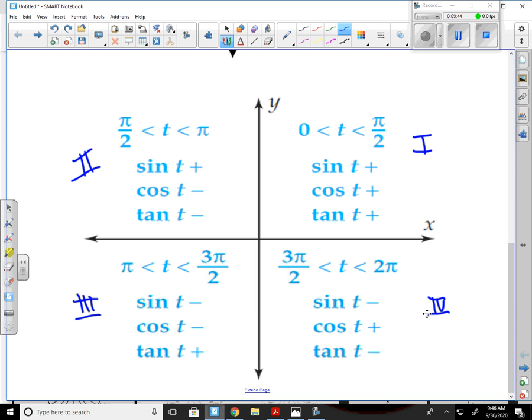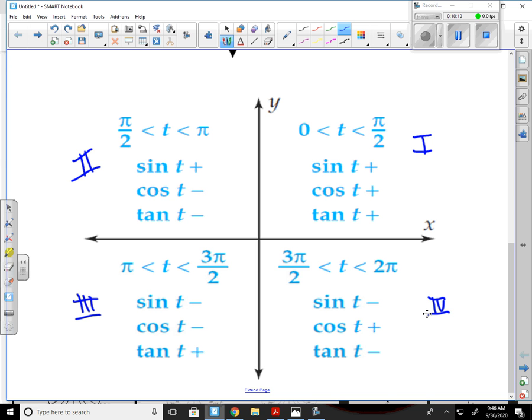If your angle started in the first quadrant, they're all positive: sine, cosine, and tangent. If it's in the second quadrant, the sine is positive, the cosine and tangent are negative. Third quadrant, sine is negative, cosine is negative. Remember that the tangent is sine over cosine. A negative over a negative is a positive. And then in the fourth quadrant, the sine is negative, cosine is positive, so the tangent is negative.